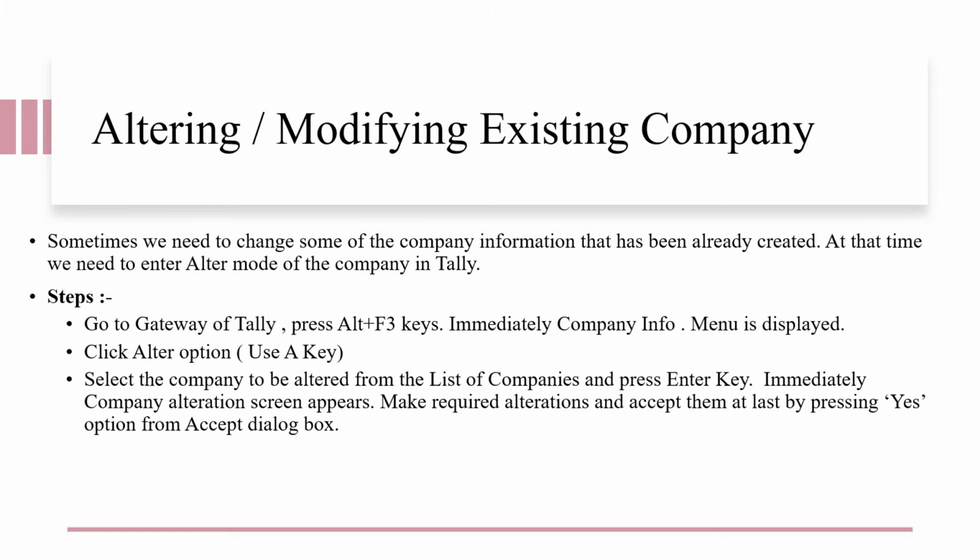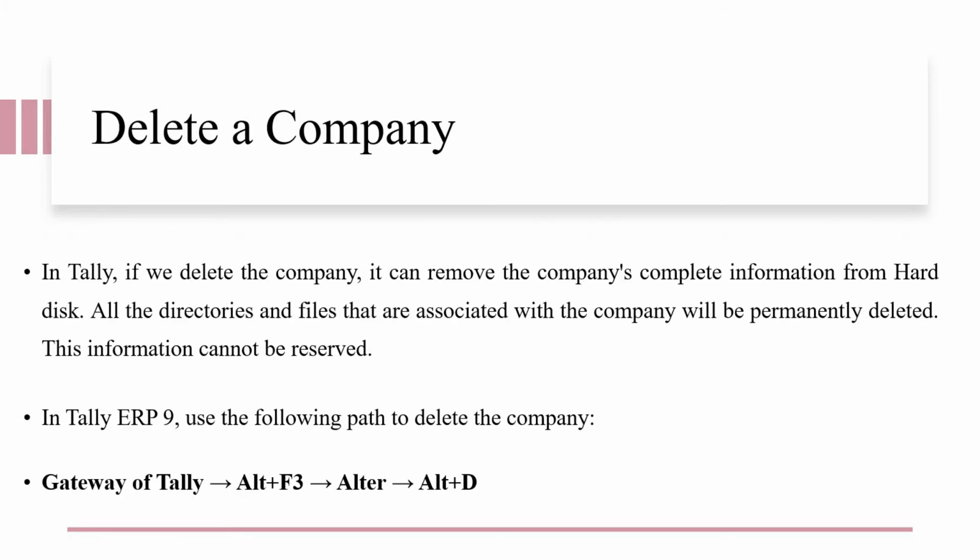The next one is regarding how to delete a company. When we go for deleting a company in Tally, this will remove the complete information of the company from the hard disk. Even all the directories and files which are connected with the company will be permanently deleted and removed. This information cannot be reserved. This information cannot be kept aside. For that sake, we have to be very careful at the time of deleting a company.